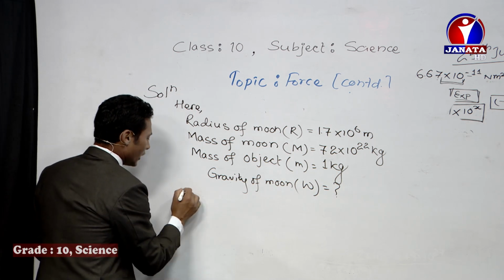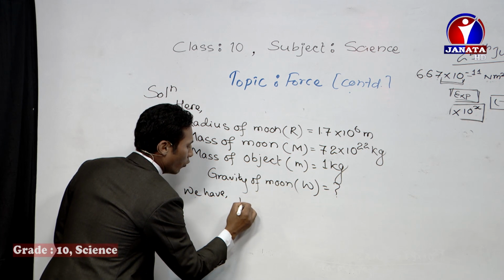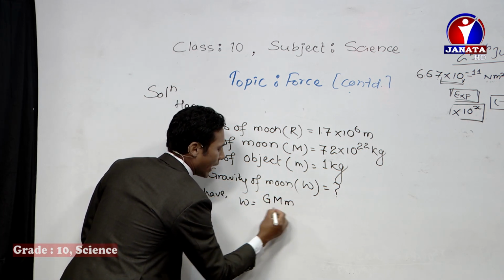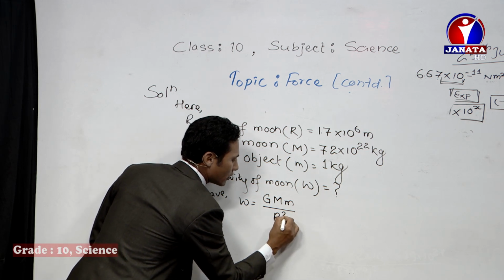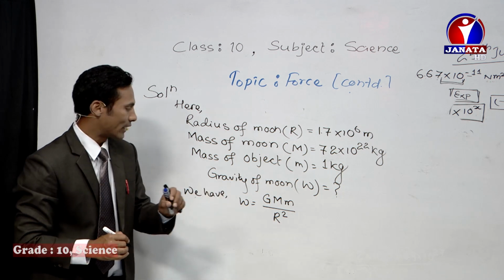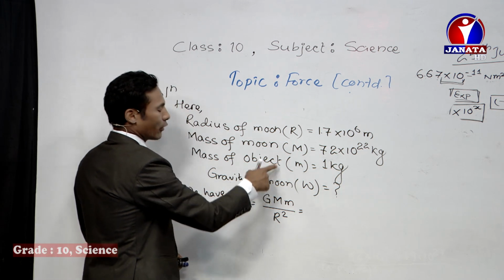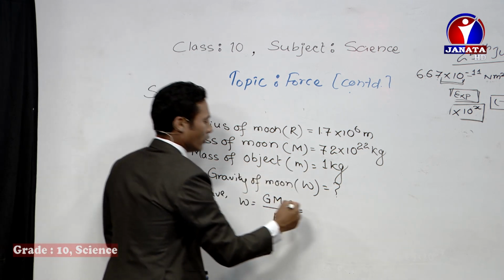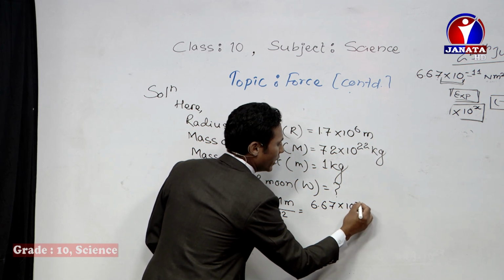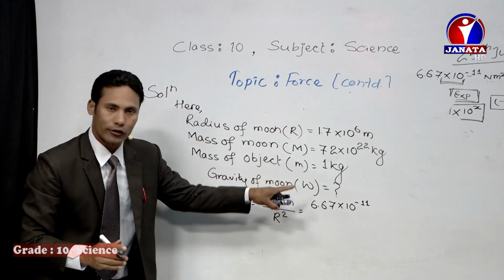So we have the formula. What is the formula? Weight equals G capital M small m by R square. This is the formula to calculate the gravity or the weight. So let's substitute the values. You can write down the value of G here also: that is 6.67 into 10 to the power minus 11. That is the value of G. You can list it out in the given data also, no problem.